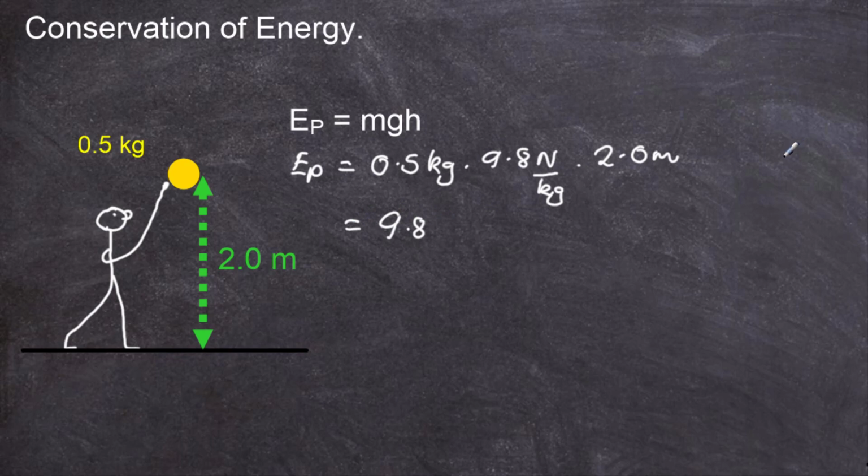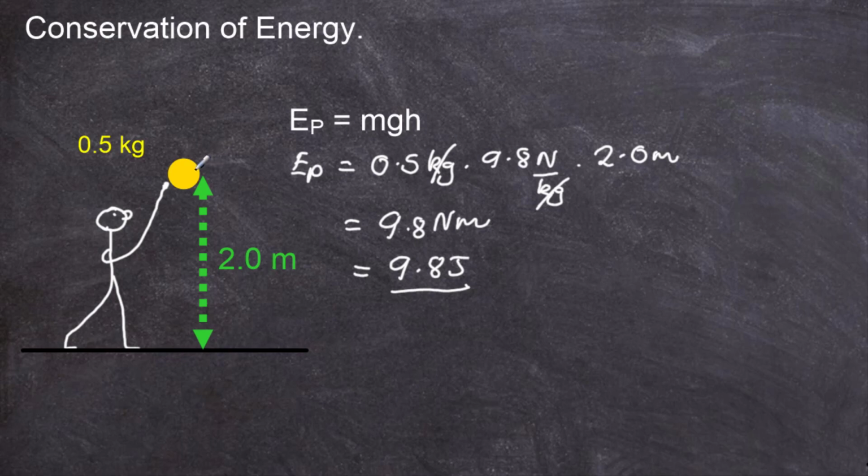Now, let's think about the units. We have kilograms cancelling with kilograms, and we're left with a newton metre. But that's an old friend, because newton metre is the unit for work done. Remember, work done is energy transferred. So what we've done, if you pardon the pun, is transfer 9.8 joules of energy to give the ball gravitational potential energy. Remember, the word potential means the ability to do something.